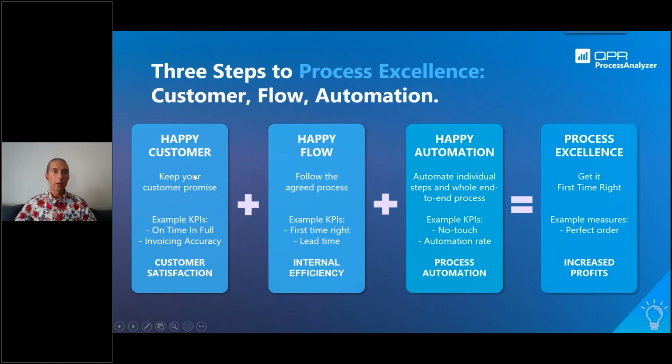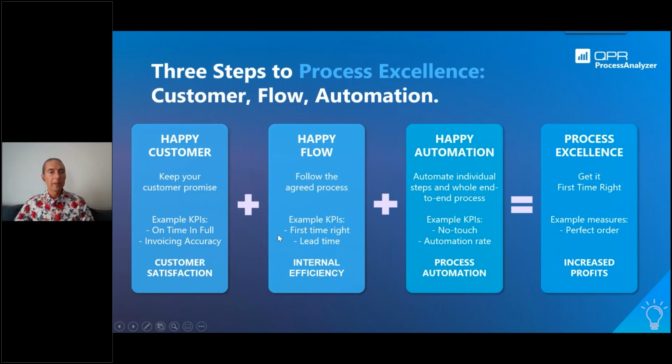So one KPI should measure how happy the customer is with the outcome of the process. Like in the sales process, does the customer get the on time in full delivery for the goods? If I order from Amazon, is it on time in full? Do I get the stuff at the time? And is the invoicing accuracy good? Those are typical things that are important for the customer.